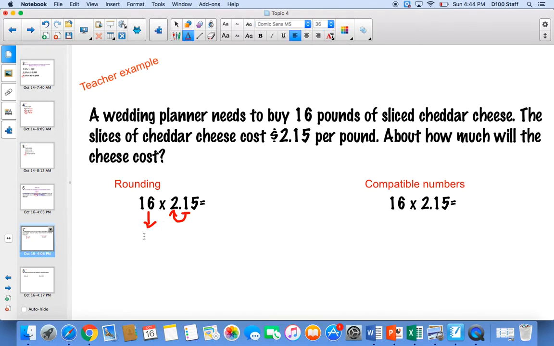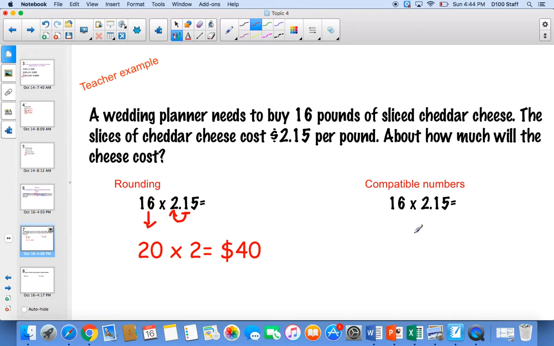We'll keep it in red. So we said 16 rounds to 20 times $2 equals $40. Okay, so that is if we were rounding. Now let's take a look over here and figure out what numbers we're going to use if we were to change them to compatible numbers.